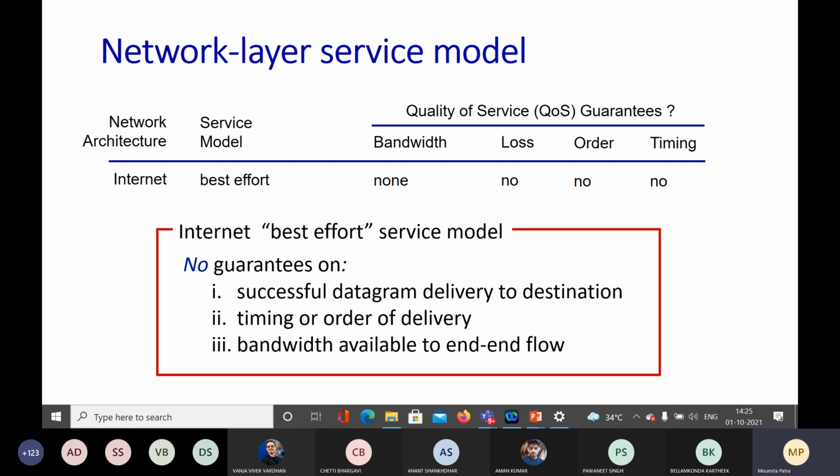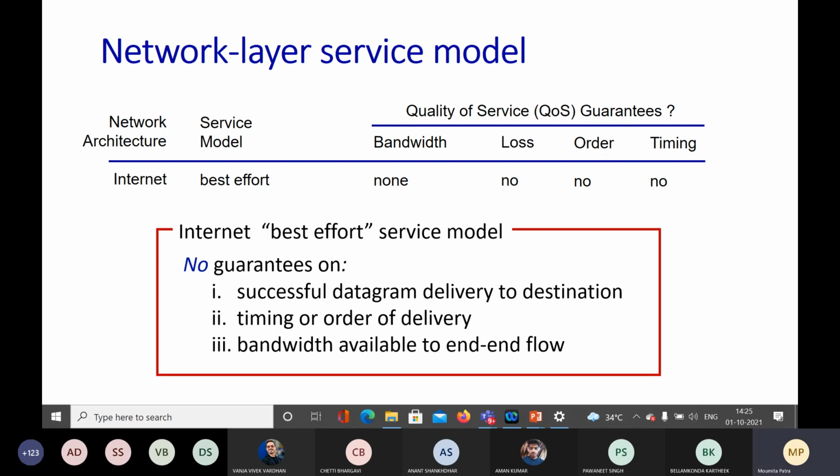So let us see what QoS guarantees it provides. As I already told you, the provider does not take any responsibilities. So there are no QoS guarantees when it comes to the best effort service model, as you can see from the table. There's no bandwidth guarantee, there's no packet loss guarantee. That means, no loss of packets is not guaranteed at all. There's no in-order delivery, and of course, timing is also not guaranteed.